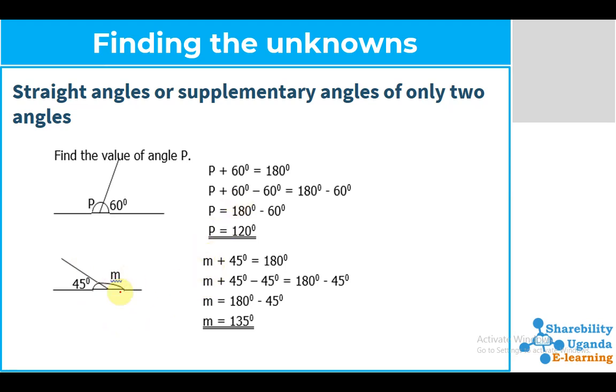So we shall get our unknown value, which is m, plus the given angle, which is 45, equated to 180 degrees. So m plus 45, then minus 45 is equal to 180 minus 45. So this one cancels, and we remain with m is equal to 180 degrees minus 45 degrees. So our answer is m is equal to 135 degrees.